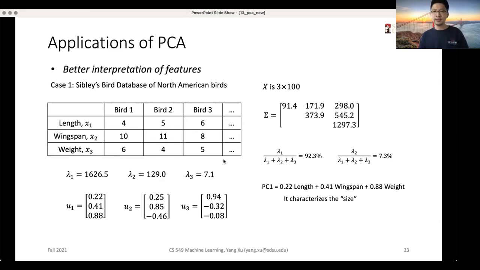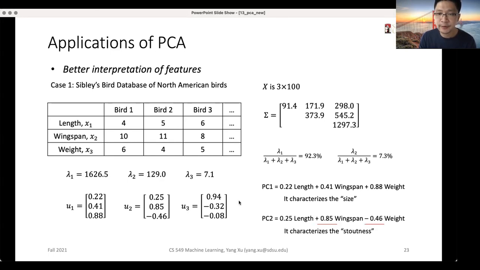And PC1 is 22% of length plus 41% of wingspan plus 88% of weight, which probably means it characterizes the size of a bird. If we look at the second, PC2, it is 25% of length plus 85% of wingspan minus 46% of weight. So it probably means something different from size, because there's a negative coefficient before the weight. So it probably describes the stoutness feature of the bird. So the PCA results provide new perspectives for explaining and interpreting the data.